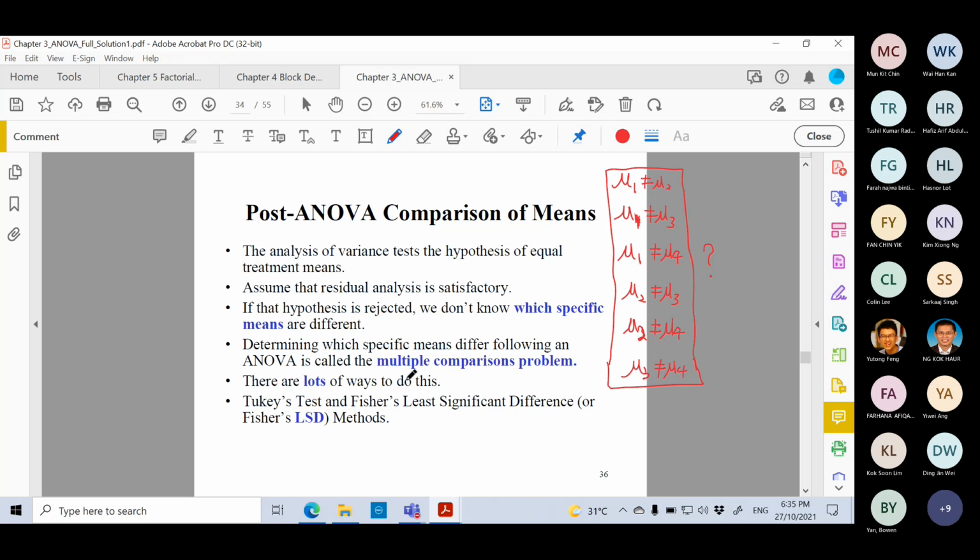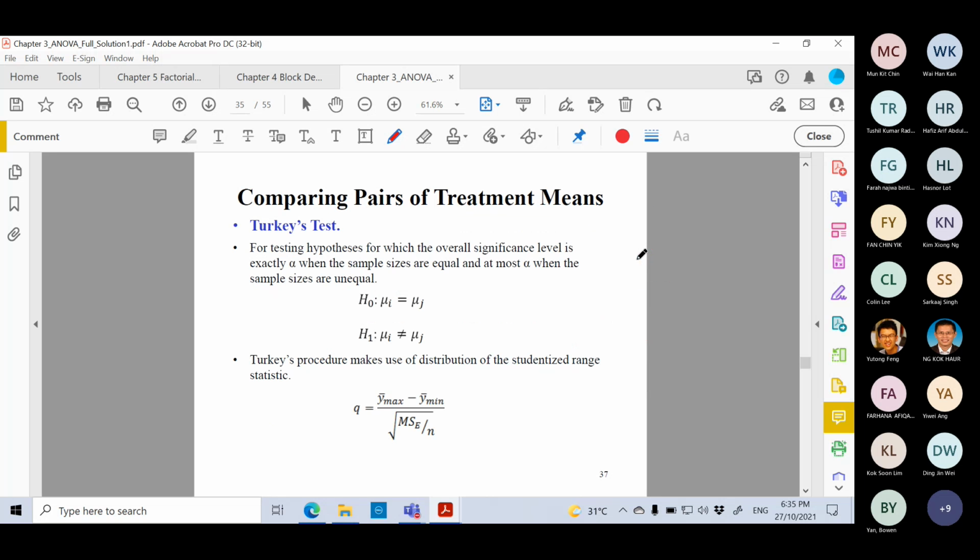We need to carry out this test to check which one is different, maybe the 2 is different, or the 3 is different, and so on. The test comparison is like this: we test whether the first mean is equal to the second mean, or not equal, using i and j here.